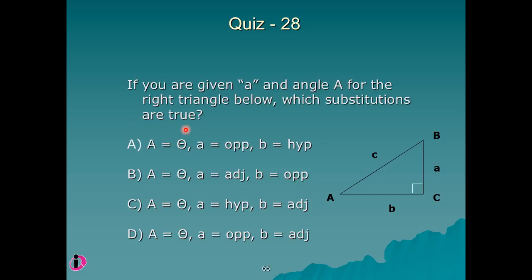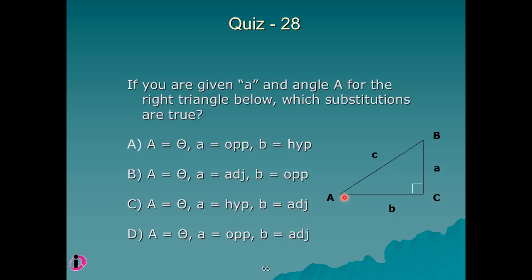If you are given small a and the angle A, which substitutions are true? Can you check the following list? Because you actually have to identify what you are given so that you can apply the formula, right? Can you identify what you are given?